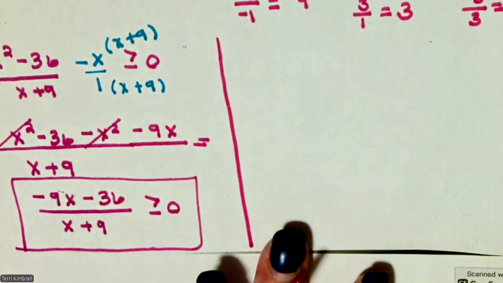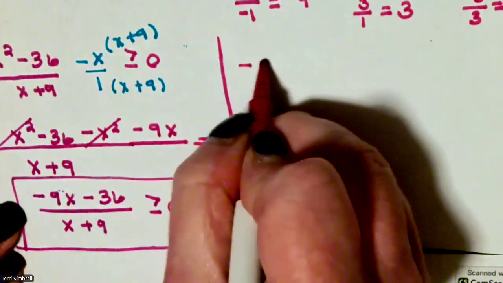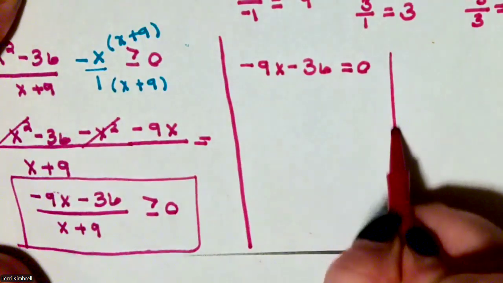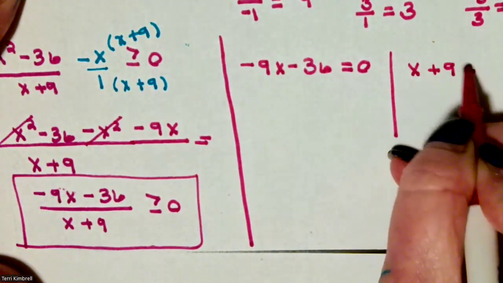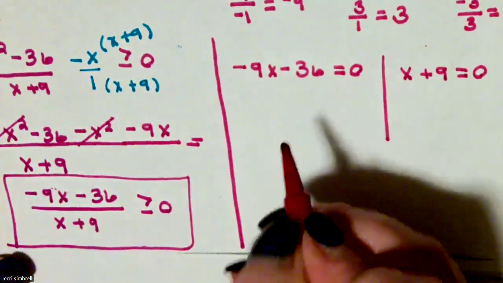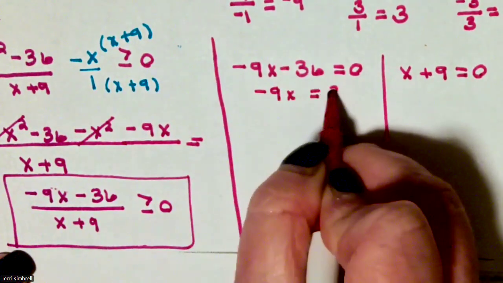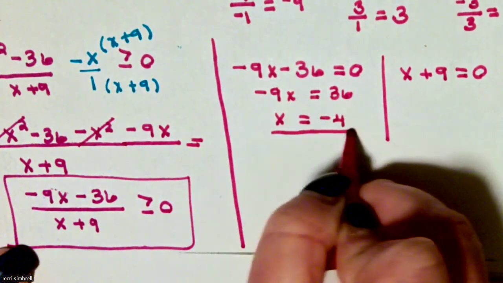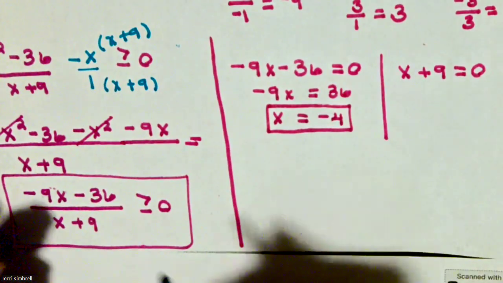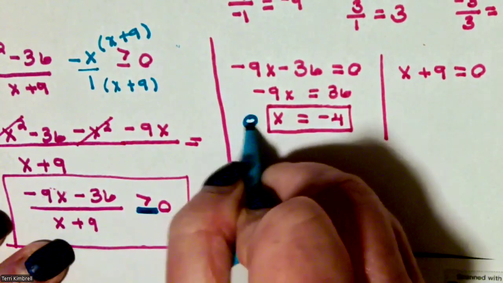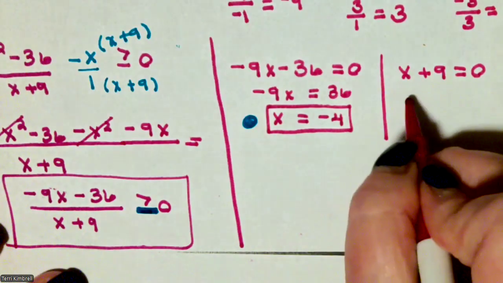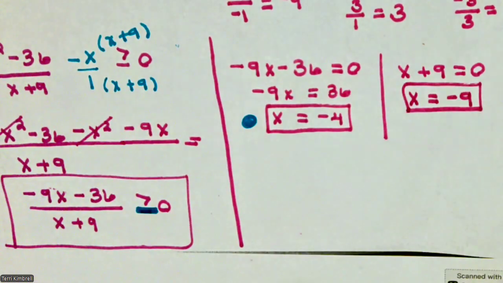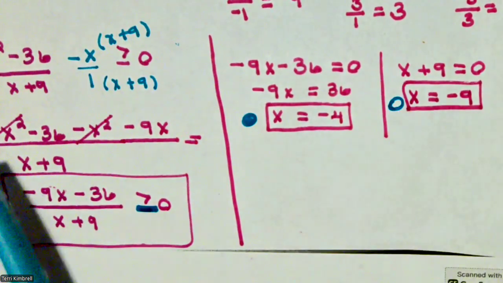Then I'm going to go over to the other side and take the numerator and set it equal to 0, and the denominator and set it equal to 0. So the numerator, when I add the 36 over, becomes positive. When I divide, I get -4. Now, since this has the equal to under it, this is going to be closed. Subtracting the 9, that one is -9. That is coming from the denominator, so it would be open.